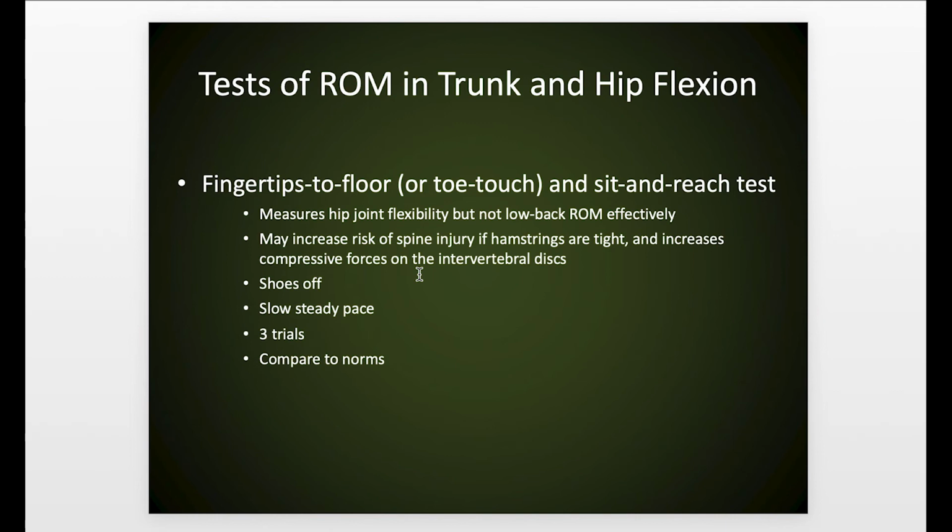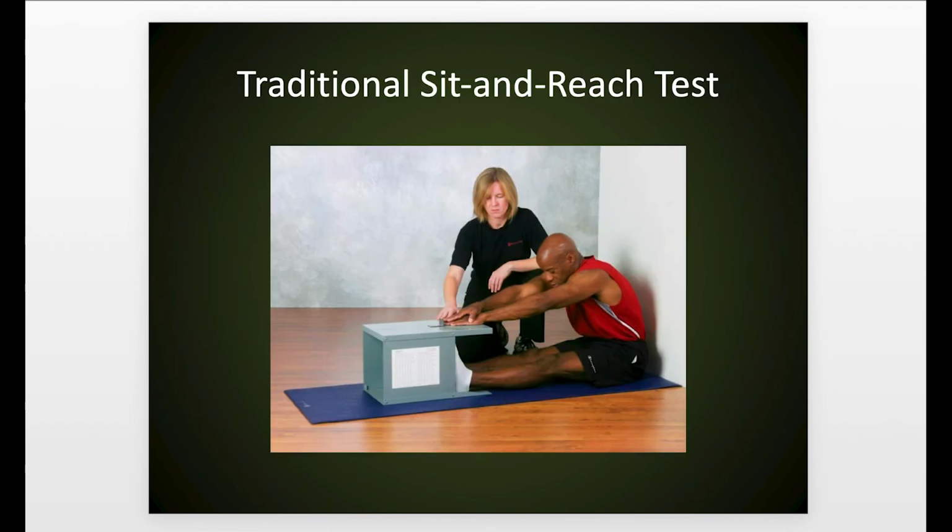Normally it's performed in 3 trials, and you're going to be taking the best of the 3 trials and then comparing that best trial to the norms of age as well as gender. So this is a typical sit and reach with a sit and reach box. They are barefoot, or at least have socks on in this case.